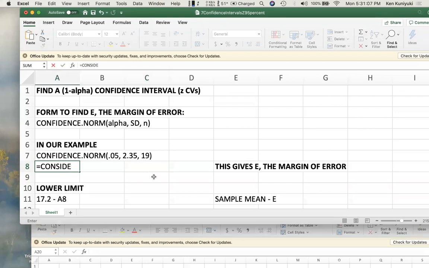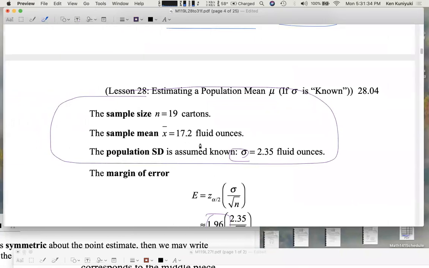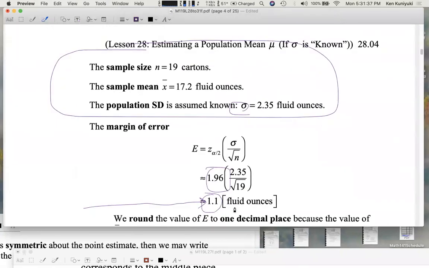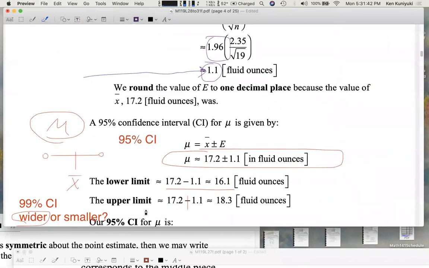And this will give the margin of error equals confidence.norm. 0.05, that's alpha. Sigma, the population standard deviation, is 2.35. 19, the sample size. And we get, whether you round off or round up to be conservative, about 1.1 fluid ounces to 1 decimal place, like here for x bar. So 1.1 fluid ounces.